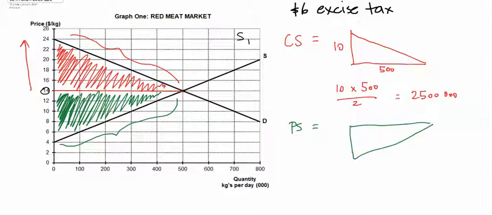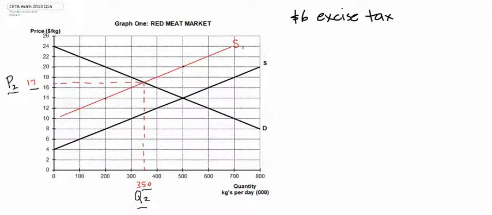So it looks like it's the gap between 14 and 4, just there, which is 10, and the same distance, which is 500. So clearly, without doing the maths, we don't need to, producer surplus was $2.5 million. Remember, that is measured in dollars. Okay. So let's have a look at what happens when the change occurs.